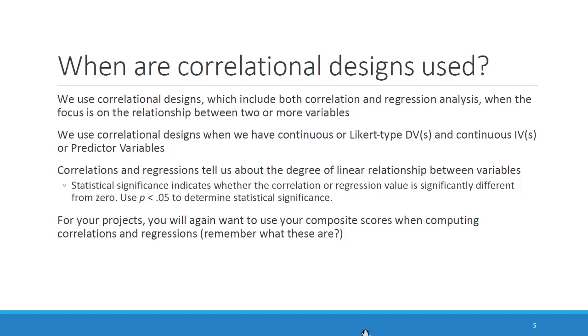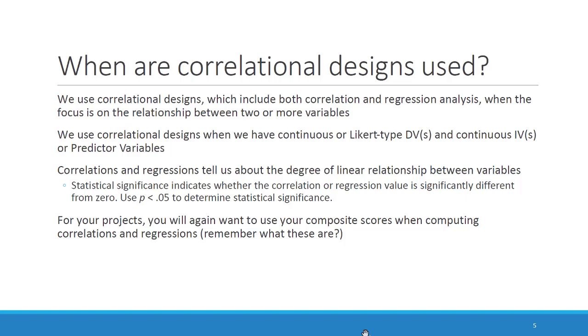When do you use correlational tests? Well, there is a broader term called correlational designs, and those include both correlation and regression analyses. We use these when the focus of our study is on the relationship between two or more variables. We use correlational designs when we have a continuous or Likert type dependent or outcome variable and a continuous or Likert type predictor or independent variable. These are our quantitative variables that we've been talking about throughout the semester.